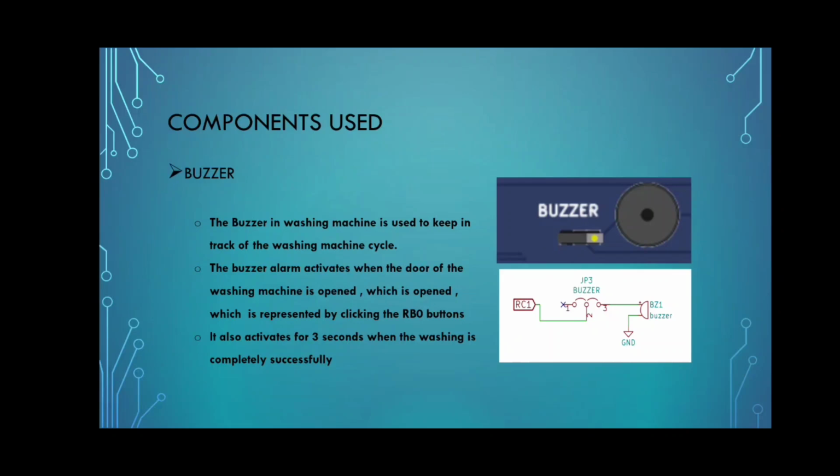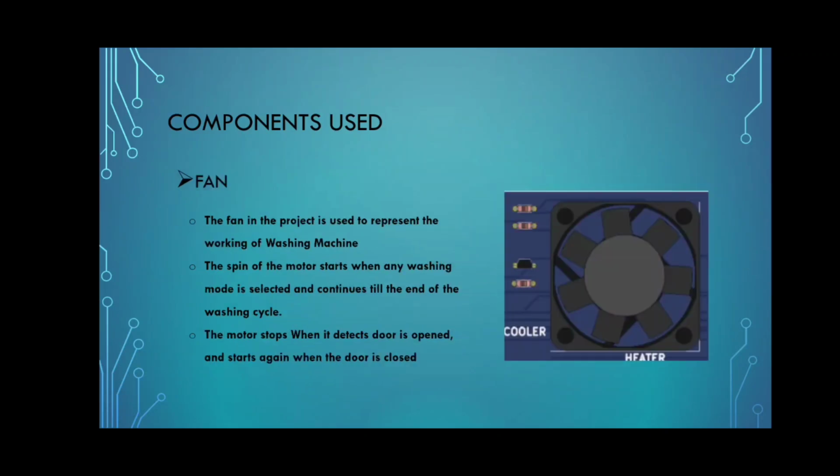Buzzer. The buzzer in the washing machine is used to keep track of the washing machine cycle. The buzzer alarm activates when the door of the washing machine is opened, which is represented by clicking the RB0 button. It also turns on for 3 seconds when washing is completed successfully.